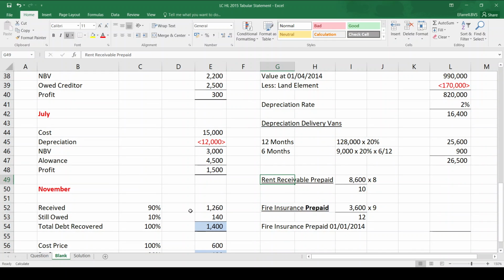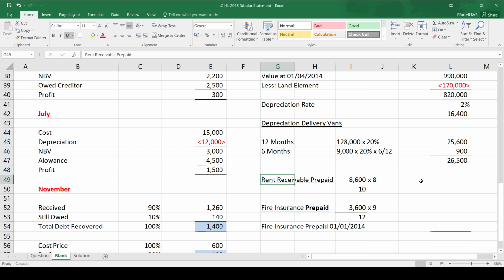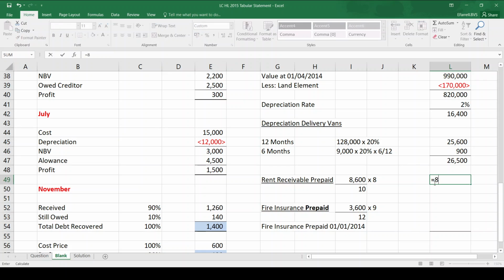So the rent receivable, if I go back to May, it says there was rent receivable of 8,600, and that's for 10 months in advance from May the 1st. So from May to December, which is 8 months, are for this year, and then the other 2 months will be for next year. So we're going to work out this year's amount. So if I get my 8,600 divided by 10, because it was for 10 months, and 8 of those months are for this year, comes to 6,880.